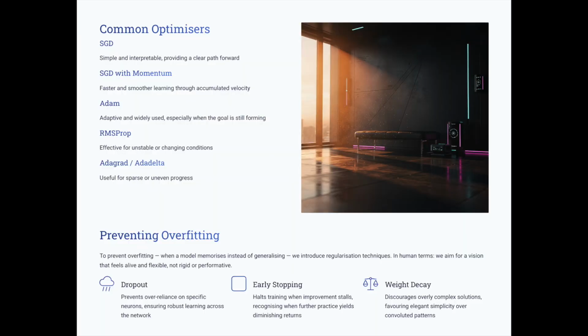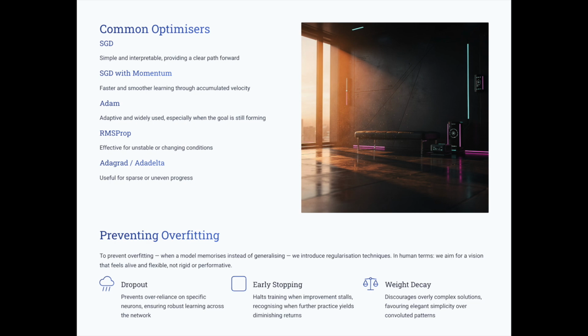Common optimizers include SGD, simple and interpretable; SGD with momentum, faster and smoother learning; Adam, adaptive and widely used, especially when the goal is still forming; RMSprop, effective for unstable or changing conditions; Adagrad and Adadelta, useful for sparse or uneven progress. Training progress is often tracked with tqdm, which displays loss, accuracy, and time per epoch. At the end of each epoch, the model is evaluated to ensure learning is moving in the right direction.